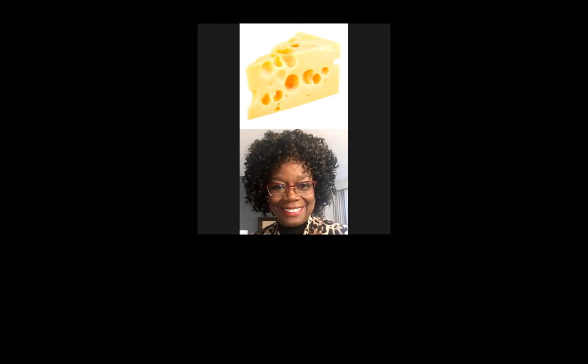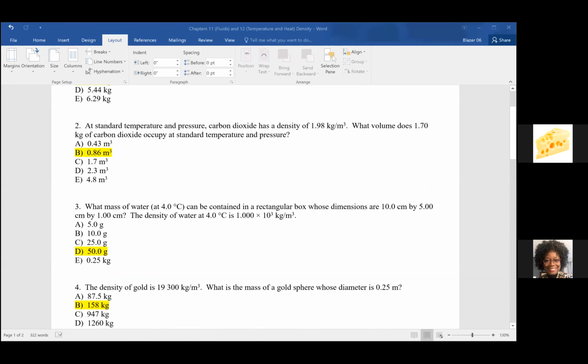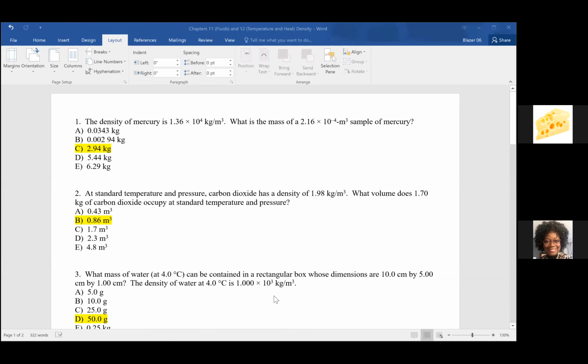So I'm going to pull out the ones that I had put on the assignment that were basically the density questions. So here are the density questions. Let me share this screen. Do you all see where it says the density of mercury? Yes or no? Yes, we can see it.